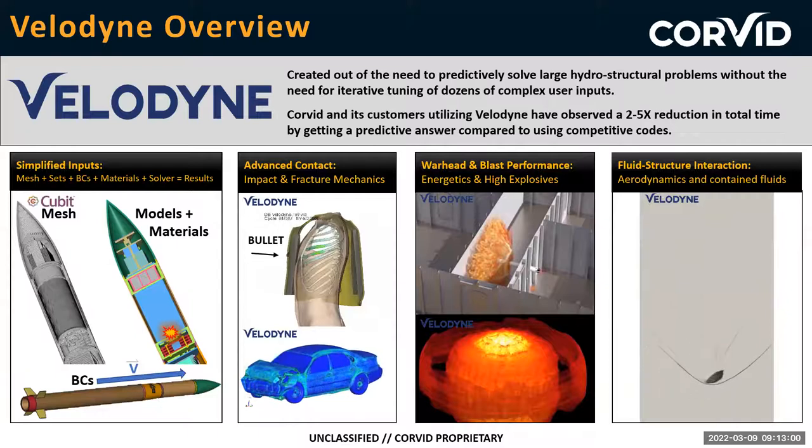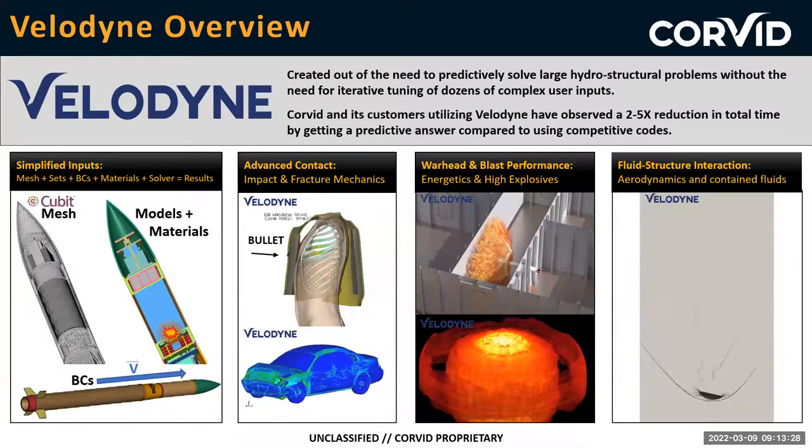Velodyne has much more potential to benefit commercial applications with accurate physics that have been validated over and over for DoD applications. These examples are niche to the DoD currently because that's really Corvid's background. However, each area has other commercial applications. As we see in the advanced contact example, with a projectile impacting body armor to predict torso injuries, it's a very complex problem.